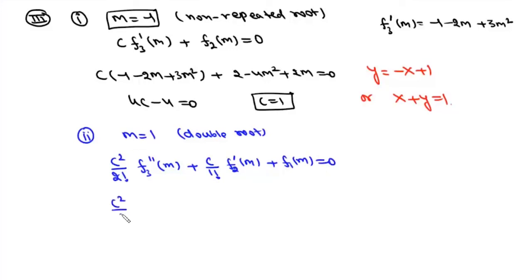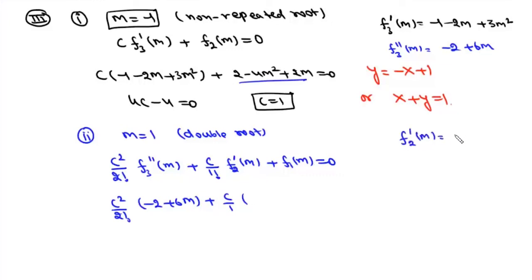Now this is c square upon factorial 2. Now what is f double dash 3? It is minus 2 plus 6m. So it will be minus 2 plus 6m and plus c upon 1. Now f2 is this function, so f dash 2m will be minus 8m plus 2, and plus f1m, and f1m is 1 plus m, equals 0.